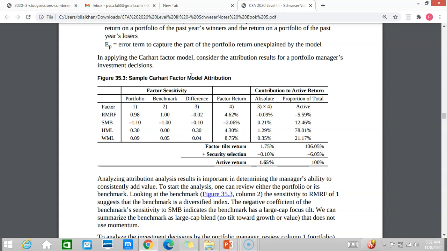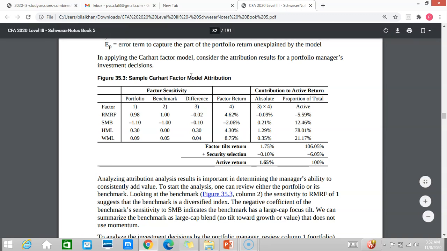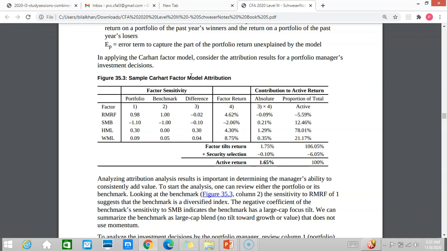This is the beta. Factor returns for market risk premium return was this, small minus this, high book value to market value this, and momentum this. These are the returns. And if you multiply this beta differential by this return, you will get these weighted average returns, and if you sum them up, this will give you the factor tilts return, that is how much is coming from factor tilts.